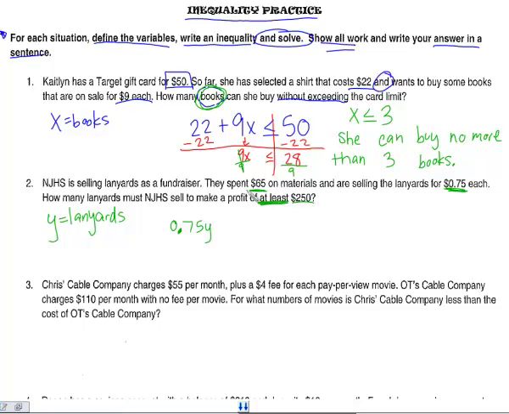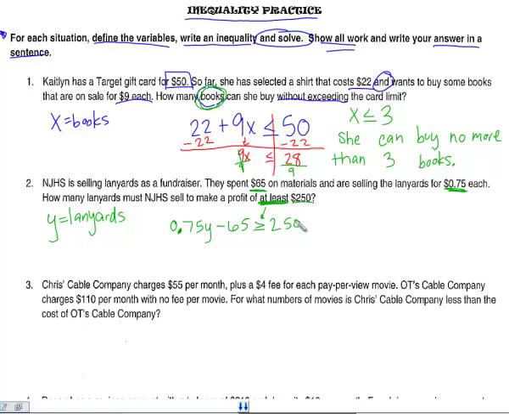And then they spent $65. So if they spent $65, are they adding that to the profit or are they taking it away? Well, if they spent that money, then it has to be subtracted from their profit. And then at least, again, we talked about that a second ago, that means that if they make more, that is wonderful. But they need to make no less than $250. So they want all of that to be greater than or equal to, that's what at least means, greater than or equal to 250.